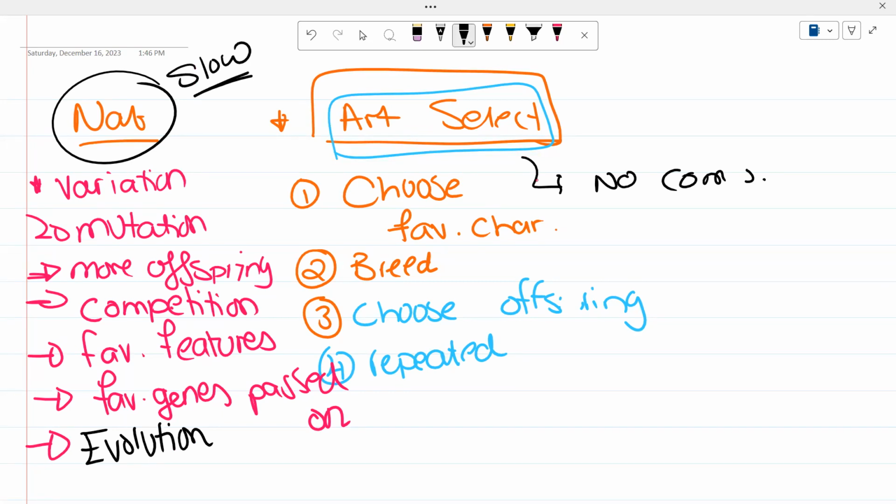Artificial. Natural. Yes, the artificial one is actually faster. Yes, this is an advantage, but it affects the variation. It reduces variation or biodiversity.